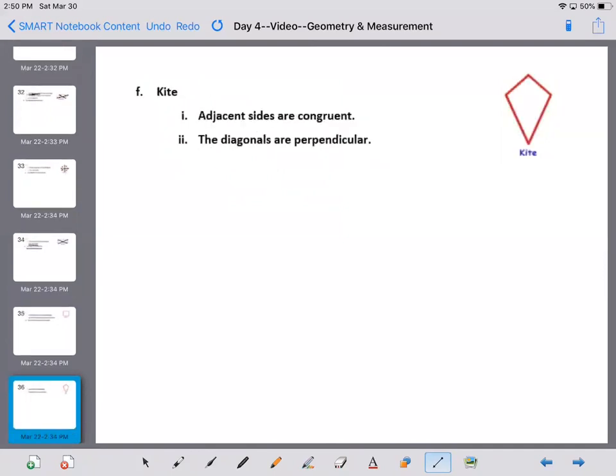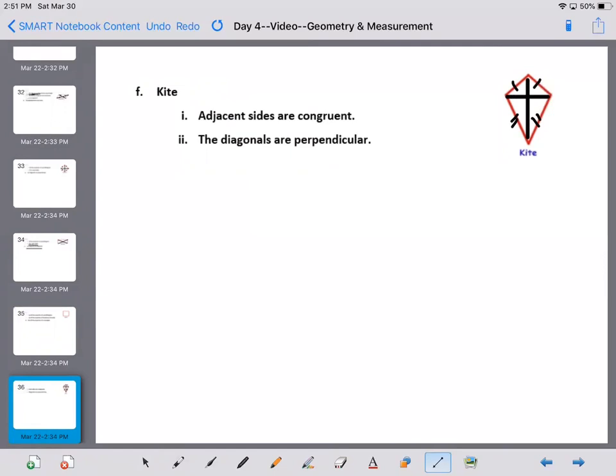A kite, what we have, adjacent sides are congruent. So here, these 2 adjacent sides are congruent, and these 2 adjacent sides are congruent. And then if you'll notice, the diagonals are perpendicular.